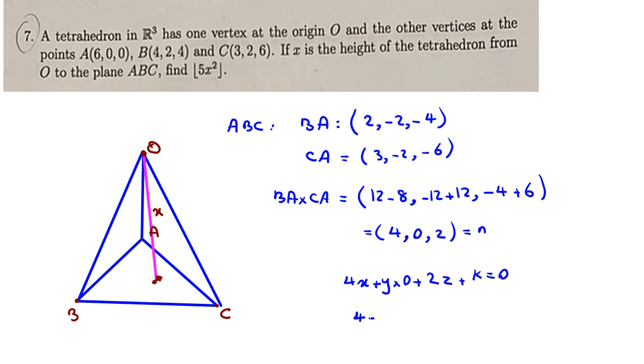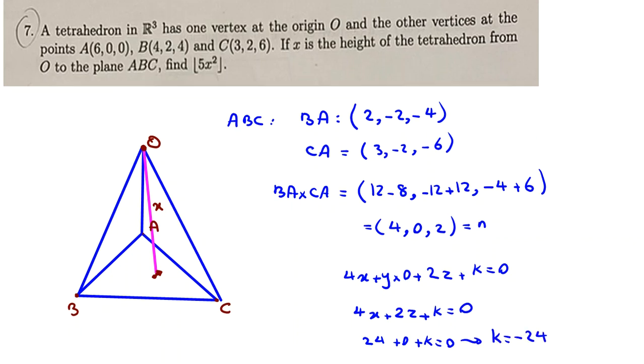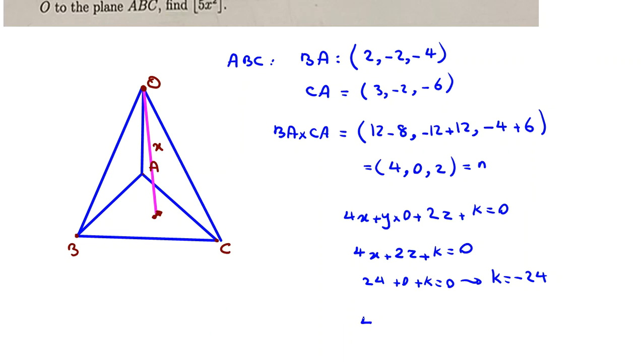So 4x plus 2z plus k equals 0. Now if you replace one of the points, for example A (6, 0, 0), it will be 24 plus 0 plus k equal to 0. So we find by replacement k equals negative 4. So we found the equation of the plane. It will be 4x plus 2z minus 24 equal to 0.